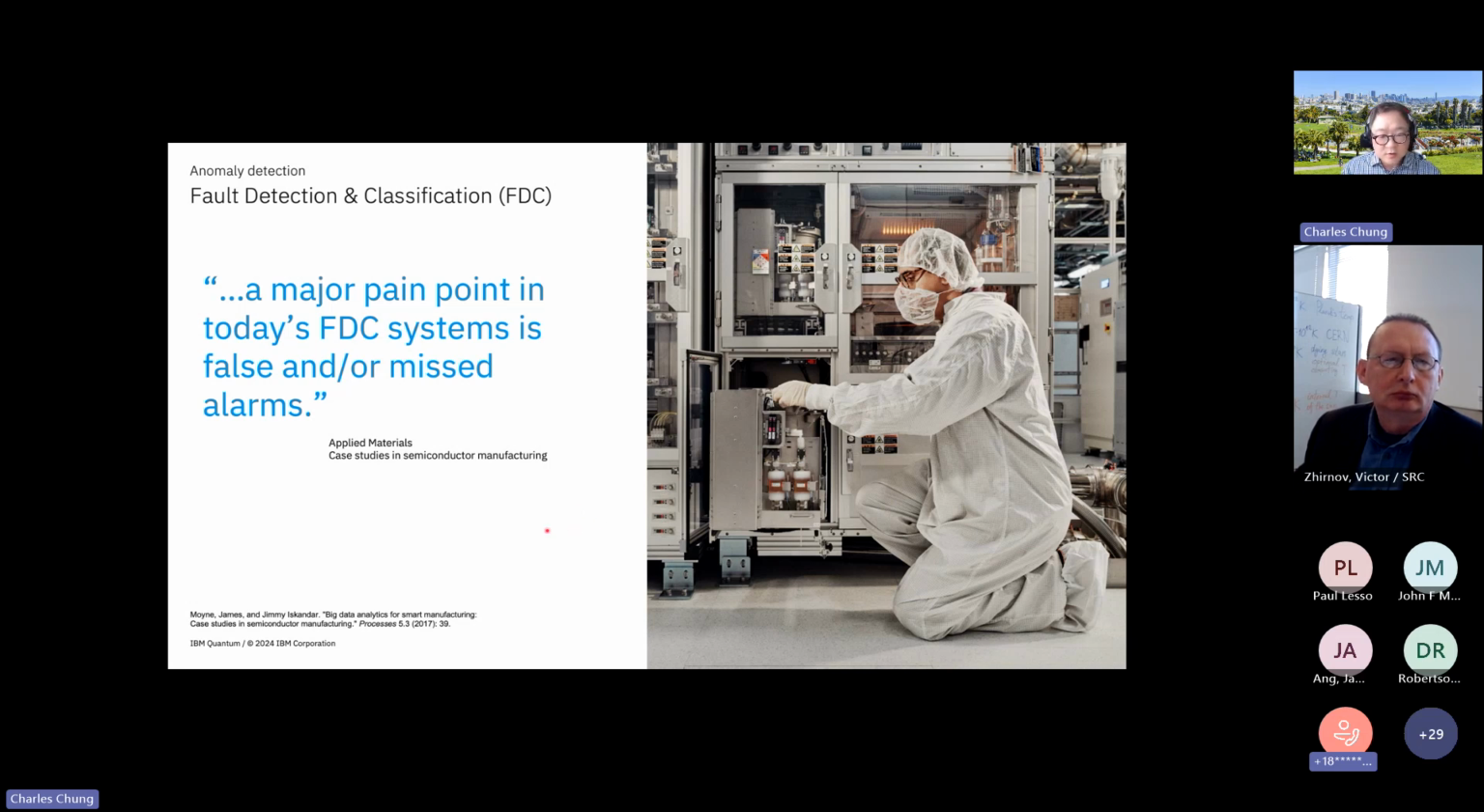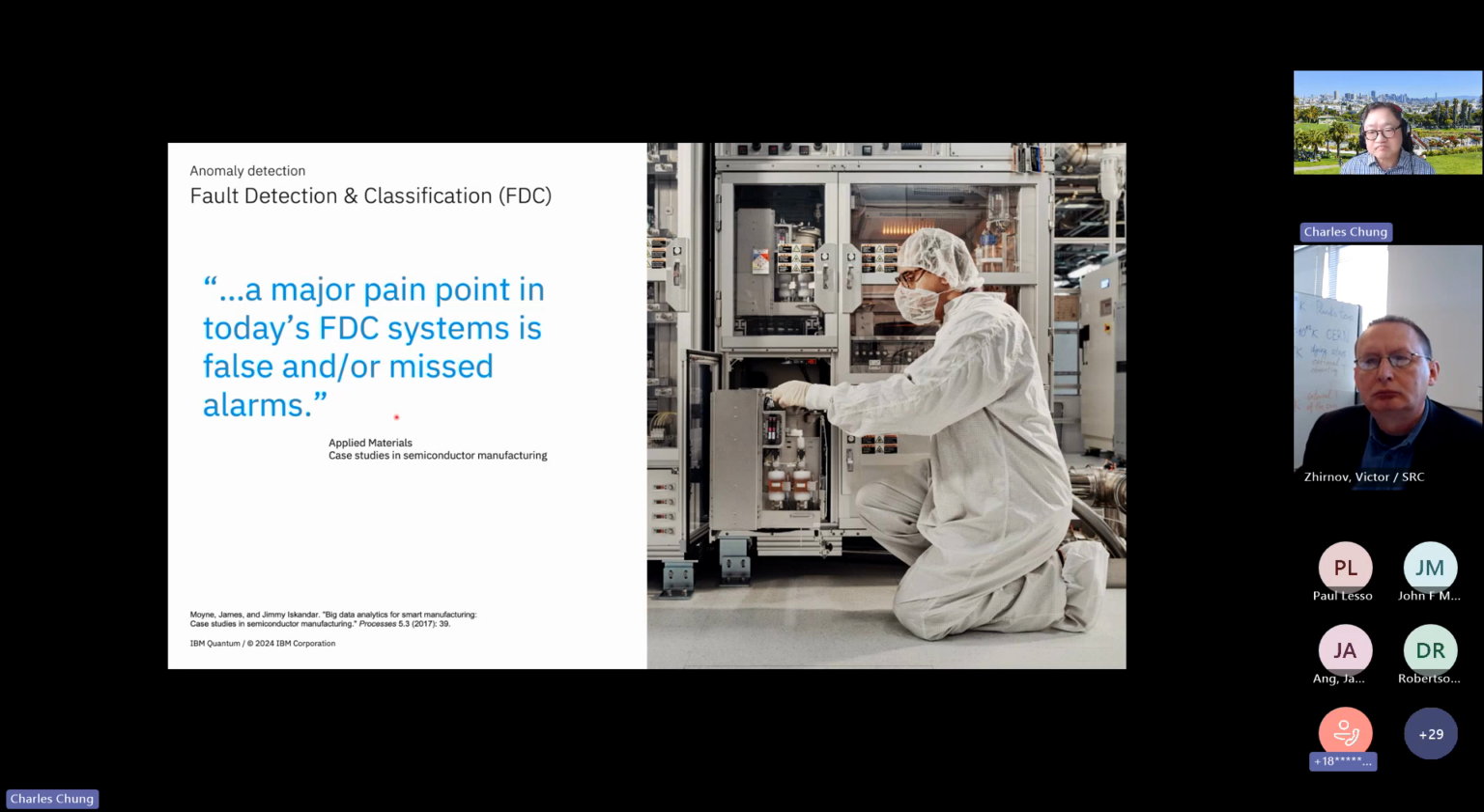So, for example, here is a study published by Applied Materials, and in the study, they claim a major pain point in today's fault detection and classification systems is false and/or missed alarms. And I believe in this paper, they state that more than 50% of the alarms that are triggered in FDC systems are false positives. So you're actually chasing more false positives than real or true positives when an alarm goes off, for example, in semiconductor manufacturing. So this is a problem, and this is a reason why these alerts and alarms are not actionable, for one thing.